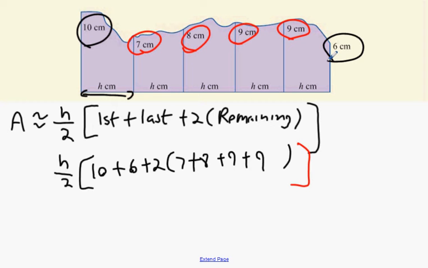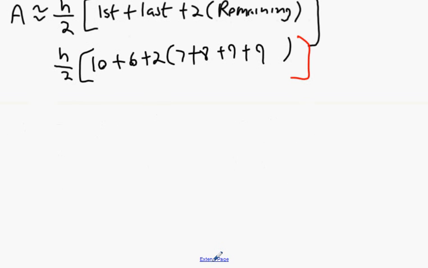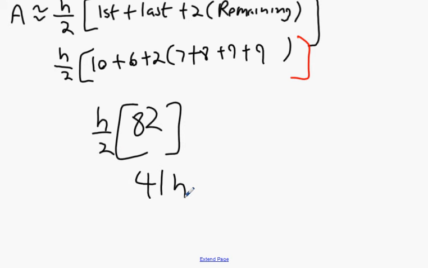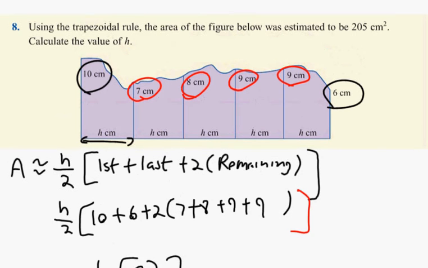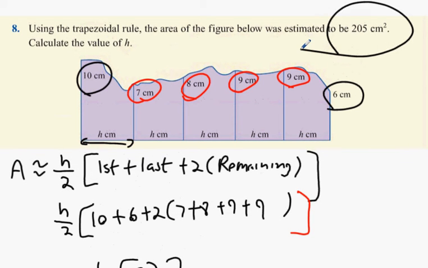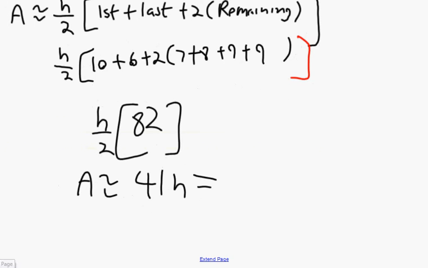Okay? Now, what we get there was Dennis said 82, didn't you, Dennis? h over 2 times 82. Divide 82 by 2, you get 41h. 41h is the area. But we're also told that the area equals 205. So, divide 205 by 41. We find out that the h value is 5. Okay? Everybody happy enough with that?